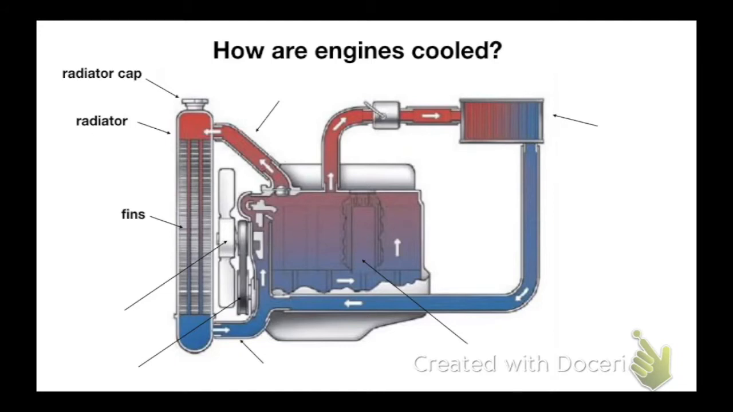We have these things called fins. We have to have a fan and a fan belt. And there's the bottom radiator hose. The engine, of course, the big block in the center, engine block. There's the heater, which is the mechanism that blows heat into the cab. And the top radiator hose.